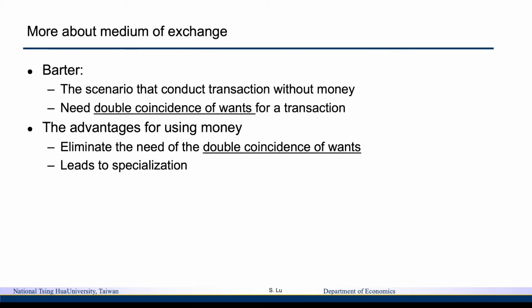So the key here is about the double coincidence of wants. When we can eliminate the double coincidence of wants for a transaction, it will make the transaction easier. So medium of exchange is a very important function of money. Now we want to talk about why using money leads to specialization.